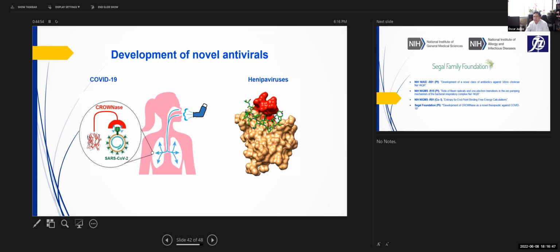And the last thing that I wanted to mention to you guys today is that using the same strategy that I have described to you before, we can also produce antivirals, okay? We have a patent pending for a COVID-19 treatment, and we're also working on developing an antiviral against this specific type of viruses, which are going to be called henipaviruses.